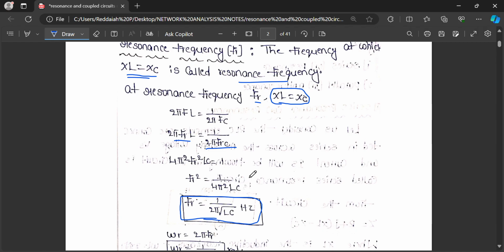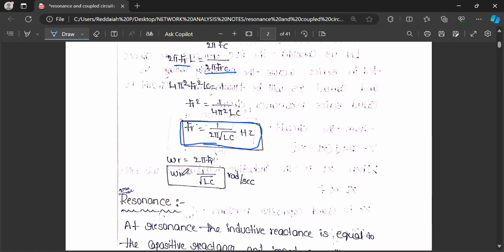Basically we will concentrate on coupled circuits in this chapter. We already covered resonance frequency. How to calculate resonance frequency? 1 by square root of LC radians per second, where 2 pi F is called omega. From that, omega R equals 1 by square root of LC radians per second.